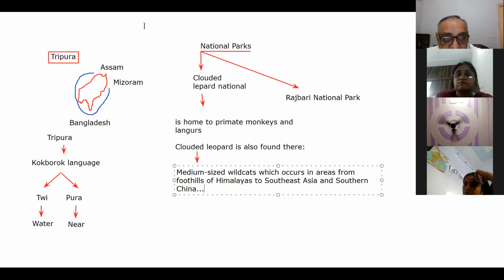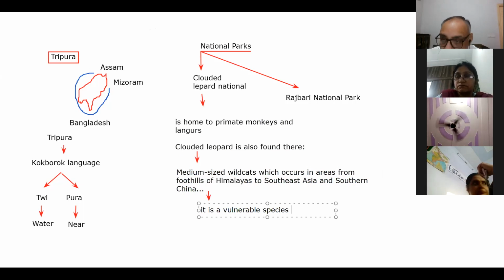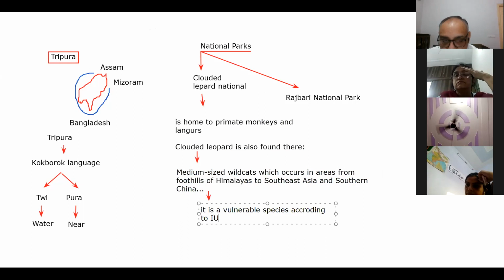So as per the IUCN Red Book, it is a vulnerable species, right? It is a vulnerable species. खतरे में है, but बहुत ज़्यादा खतरा नहीं है. According to the IUCN Red Book, it is a vulnerable species.